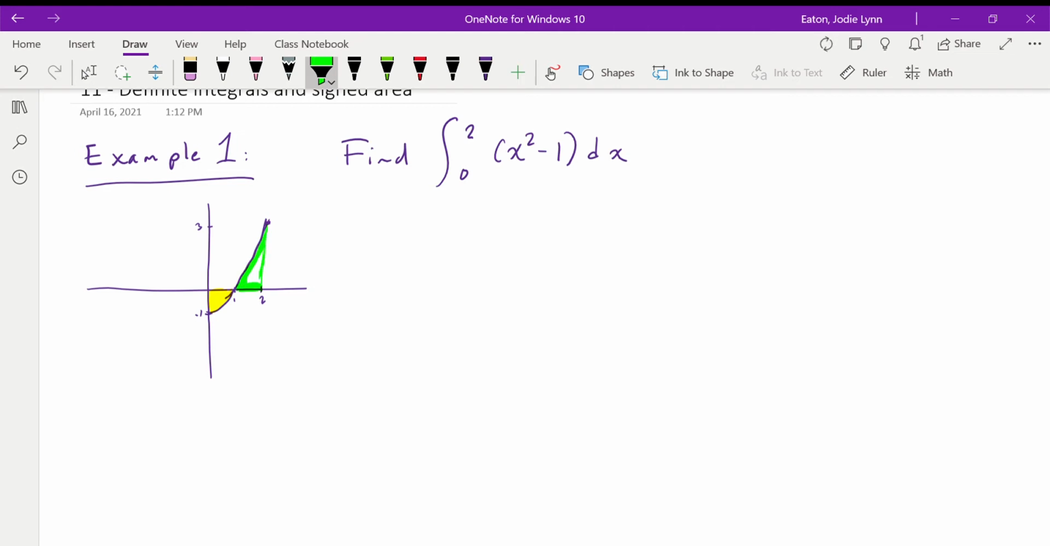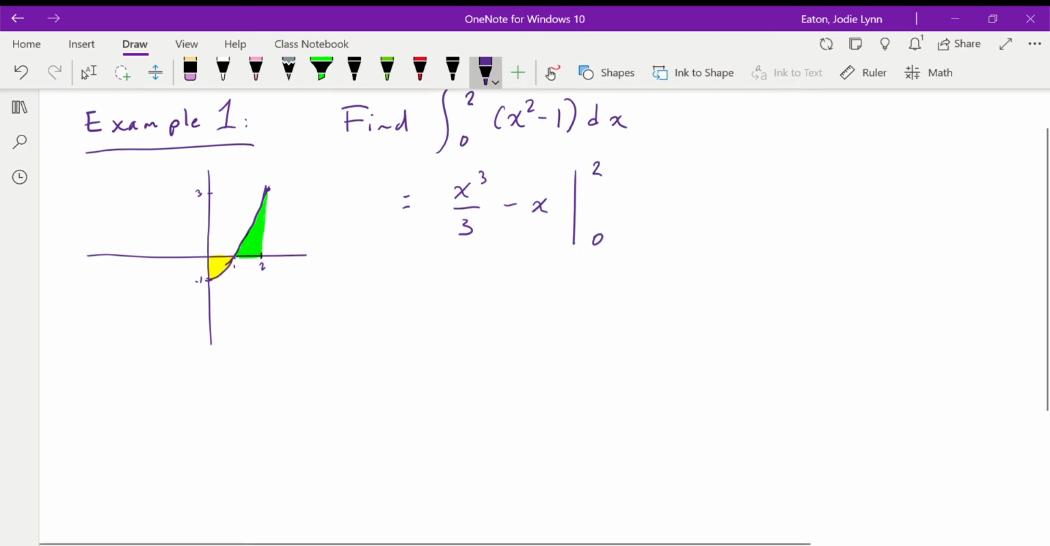So how is our integral going to treat each of these different kinds of area? In order to see how it treats it, let's first just take the integral. Okay, so we're going to find the indefinite integral, which is x cubed over 3 minus x. We're going to evaluate that from 0 to 2.